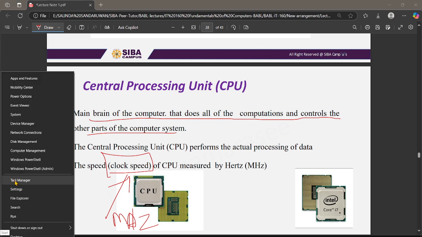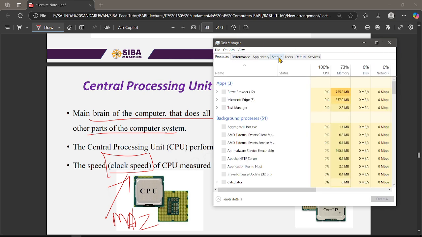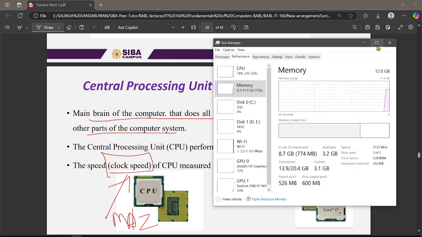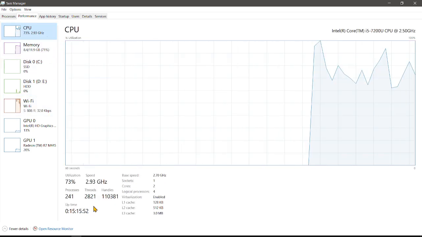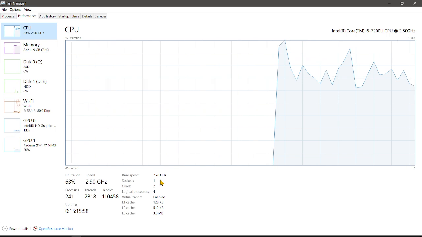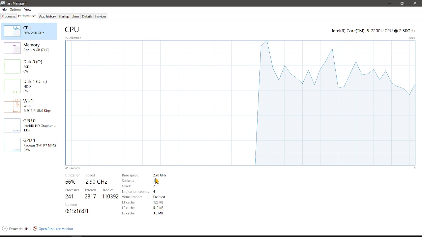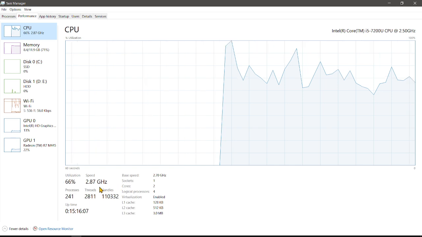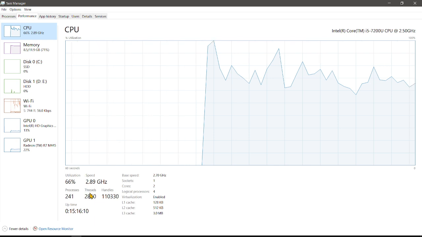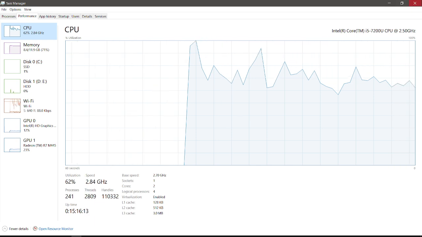If you go to my task manager, you can see the speed of this processor. It's 2.91 gigahertz now, 2.87. It will also show you the base speed. Base speed means the general speed, 2.9. At least it will run at 2.9 gigahertz. But it's the base speed, and now it's running at 2.87, right? Gigahertz, right?